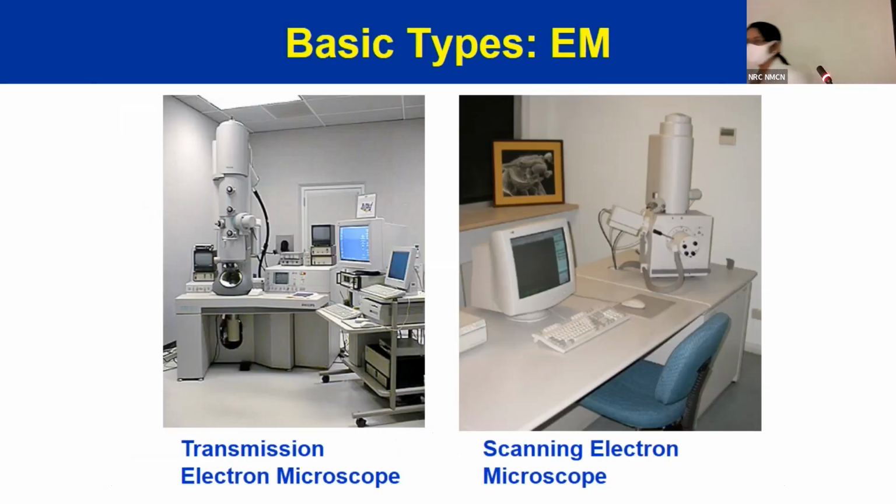So there are basically two types of electron microscope. One is a scanning and one is a transmission. What I will be talking about today is transmission. Professor Mitra from CDRI will be talking about scanning electron microscope. What is the difference? Can anybody tell me?